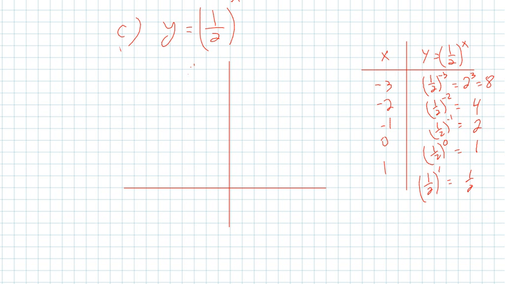Exponential decay or exponential growth? Decay. That's right. You see that the numbers are decreasing as x is increasing. You only flip the base when you have a negative power, that's the only time you're going to flip your base.